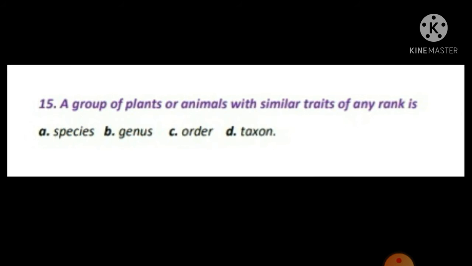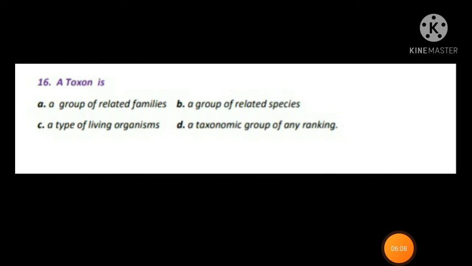So next question. The very easy question. A taxon is a group of related families, a group of related species, a type of living organism, or a taxonomic group of any ranking. Very simple questions and most frequently asked in NEET.